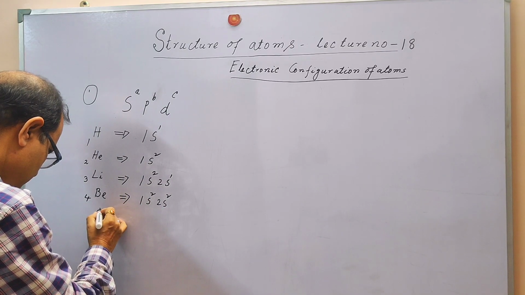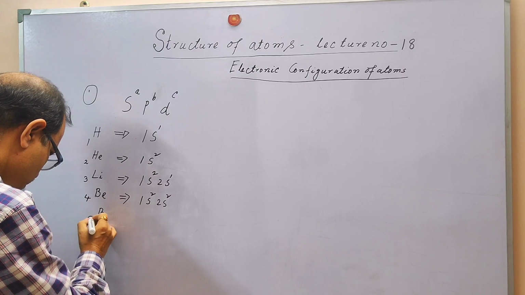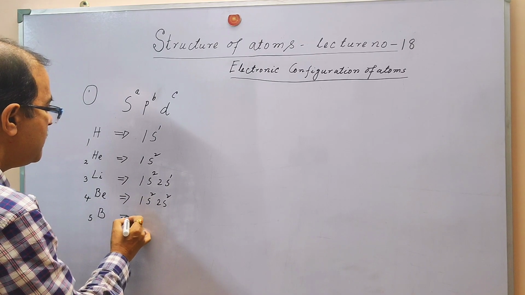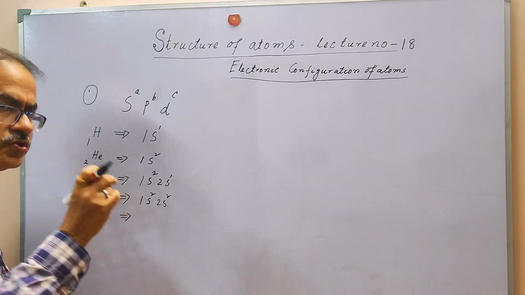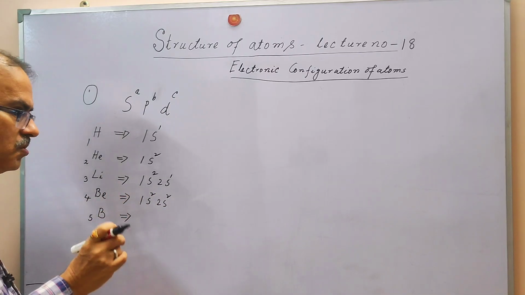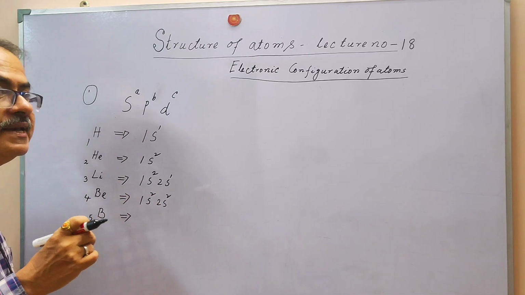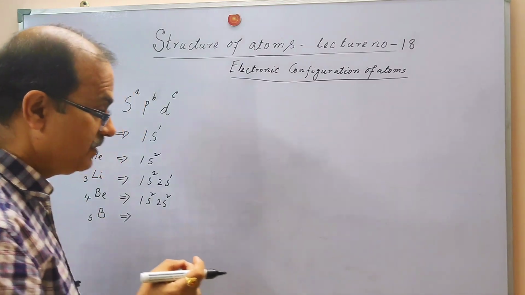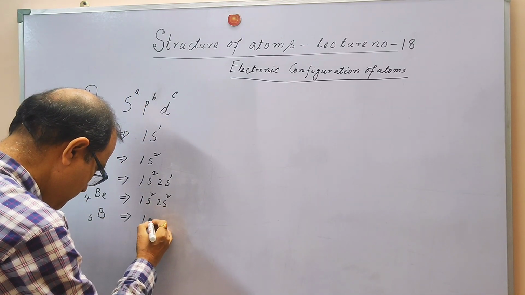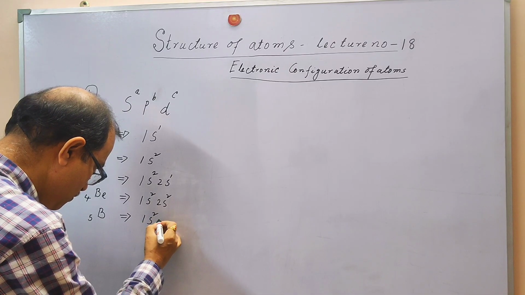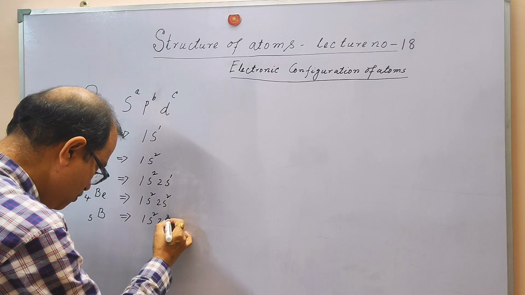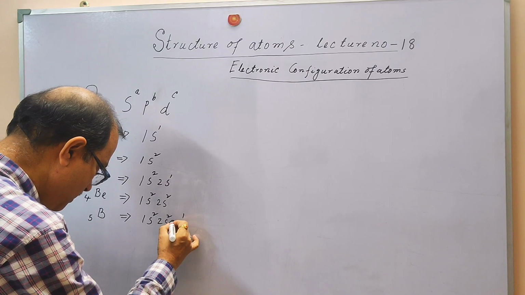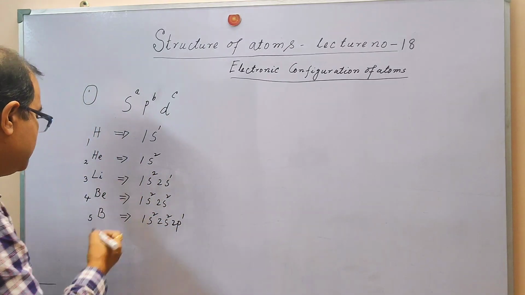Then we have boron. Boron has atomic number 5. So here you can see the 2s orbital has been filled, so it will go to the next available subshell. The next available subshell is 2p. So we can write 1s2, 2s2, 2p1, and in this 2p there will be only 1 electron filled.